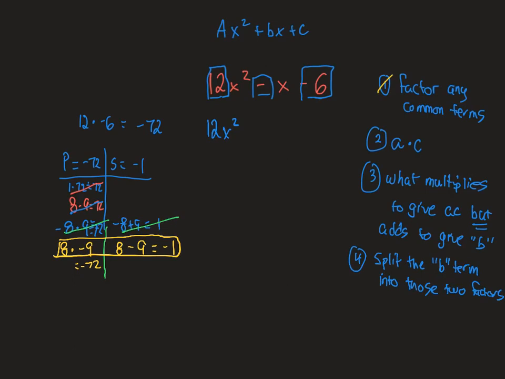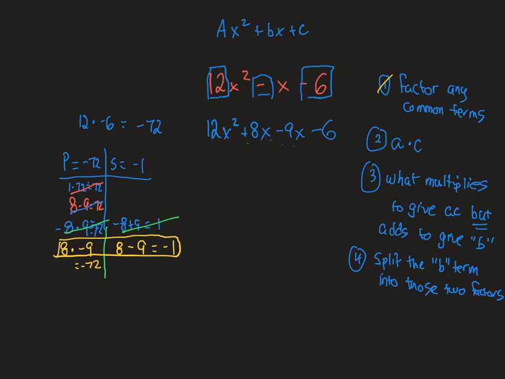Personally, I would probably go with the plus 8x because these would help out in the future, and you're going to see why. So plus 8x minus 9x minus 6. And you'll notice all I really did here, what's 8x minus 9x? Minus x. So all I did is I split the term. Okay? So let me just erase this.